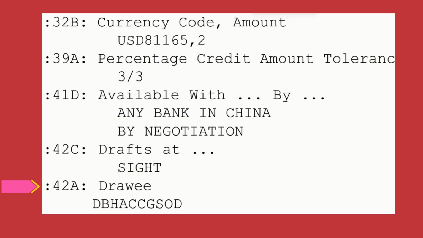Finally, in SWIFT MT700 messages, field 42A specifies the Drawee bank, the bank that's expected to pay under the LC. This is where the bill of exchange, also known as the draft, should be drawn. For example, if it says Deutsche Bank China, then the draft must be made payable to Deutsche Bank. If this field is missing, the default is to draw the draft on the issuing bank. Understanding these SWIFT fields helps ensure smooth, error-free international trade.